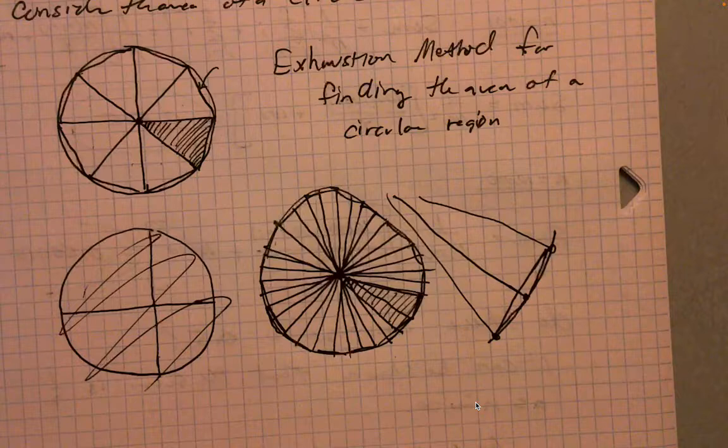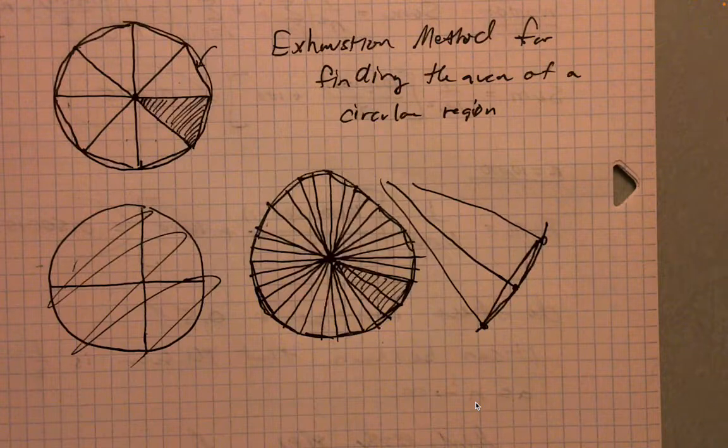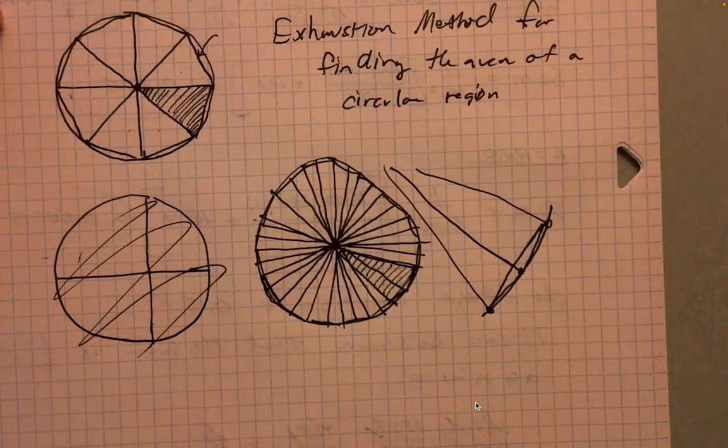Now, theoretically speaking, the number of triangles that would be necessary to precisely equal the area of the circle would have to be infinite, right? And that's the fundamental idea here of the method of exhaustion, and that's what's going to translate into our area discussion.